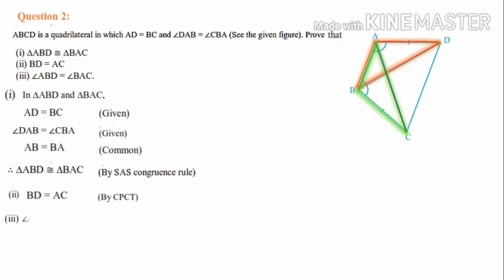And the third one, angle ABD equal to angle BAC. You can check here angle ABD, that is in the red triangle. Another one is angle BAC, that is in the green triangle. So they are also corresponding parts of congruent triangles. By using that, we can say that these two angles are equal.